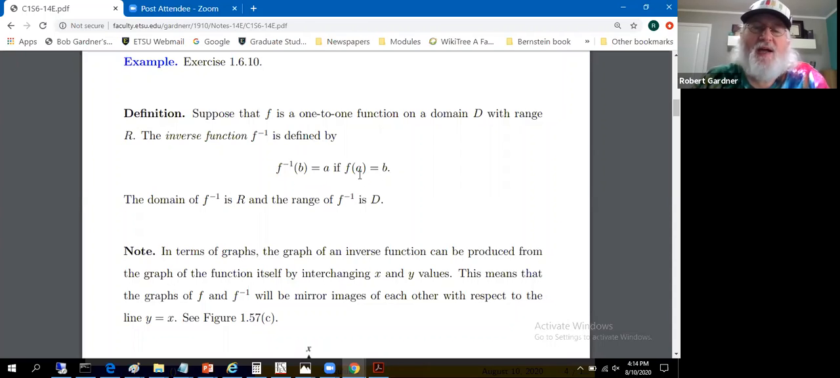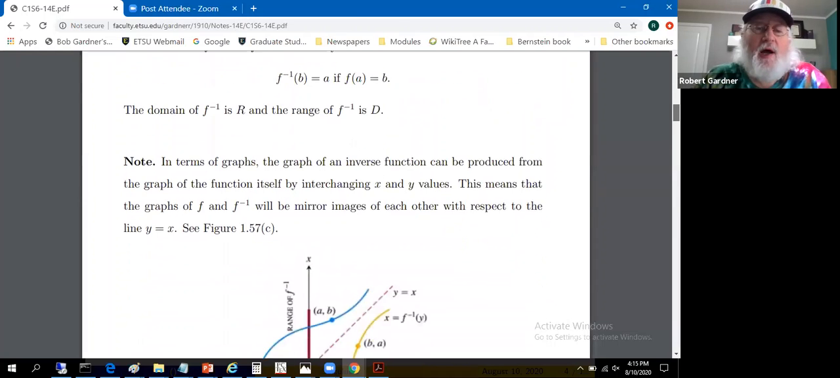Over here, a is inside the function and b is the function value. Over here, b is inside a different function and a is that different function's value. The claim is the domain of f inverse is R, the range of function f, and the range of f inverse is the domain D of the original function. So domain and ranges have been interchanged. Domain is R, range is D. That sounds backwards, but it is backwards because you've interchanged the roles of the inputs and the outputs effectively.